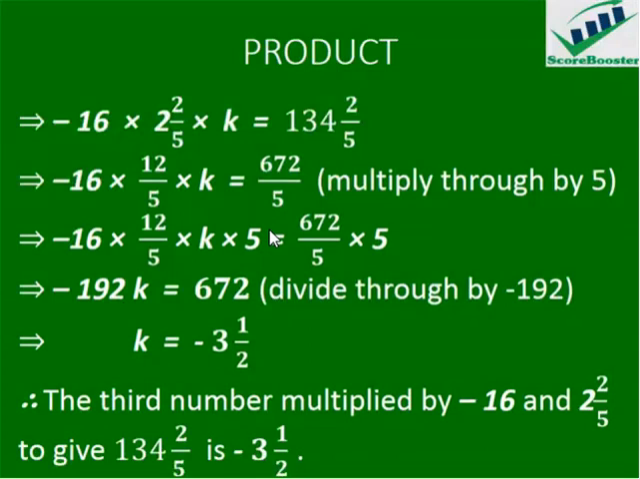So here when we want to eradicate division, we introduce multiplication. But here we want to eradicate minus 192. We are looking for the value of k. So for us to get the value of k, we divide this side. Whatever we do to this side, we also do to this side. We divide it by the coefficient of k. And here, what is the coefficient of k?